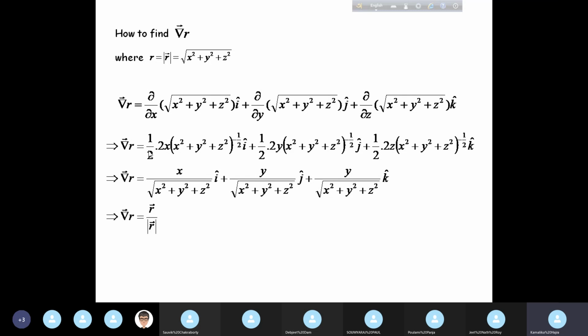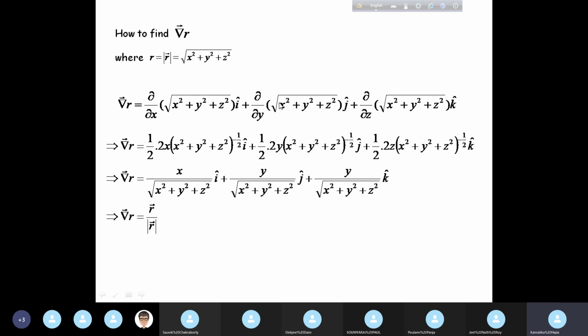I have done this differentiation. It's not a very difficult differentiation, of course. Easy for you all who have done a lot of differentiation in your 11 and 12 mathematics. So del x of this, only that you have to remember that we are doing partial derivatives in each case. So when you are differentiating with respect to x, you keep y and z constant. So the first term comes, since you have a square root, half into 2x, and the term inside, x square plus y square plus z square, whole to the power half minus 1, so it becomes minus half, i cap.